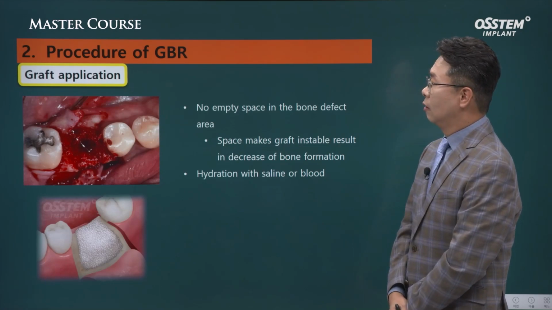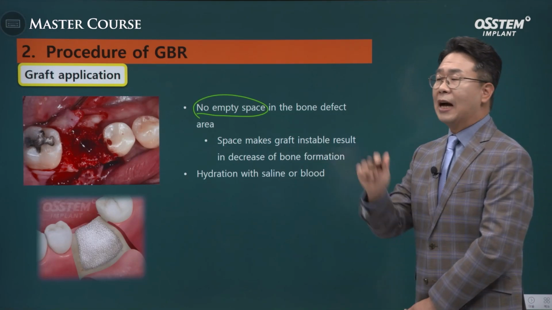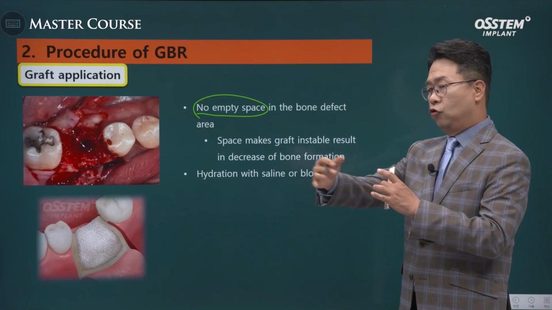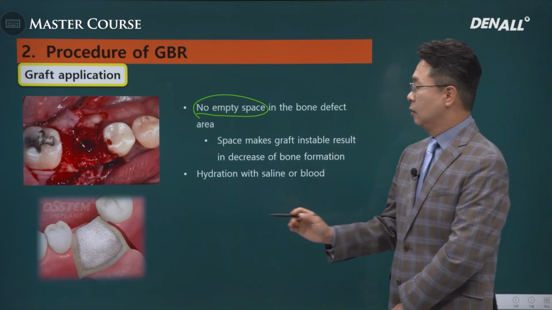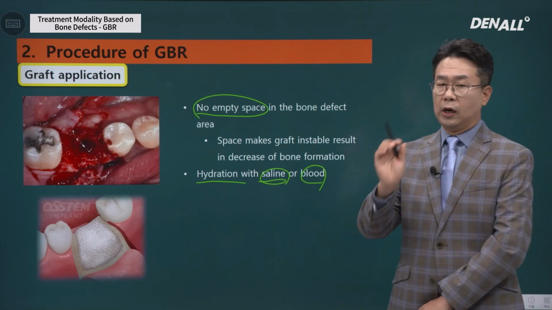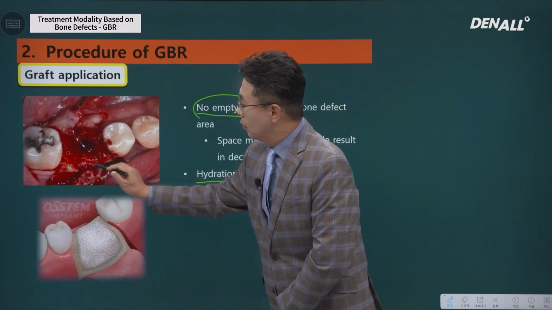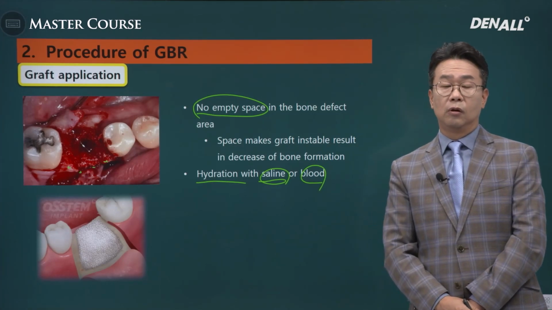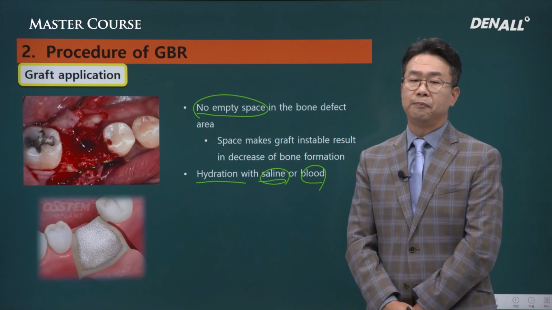How should it be applied? It's not to say we should pack in the bone graft materials, but we need to make sure that there's no empty space in the bone defect area. In order to do this, as mentioned earlier, you can apply saline or blood, and when you do hydration on it, it's going to be easier to manage. If there's perforation as shown, there's going to be a bit of bleeding. You can do sufficient hydration utilizing that.